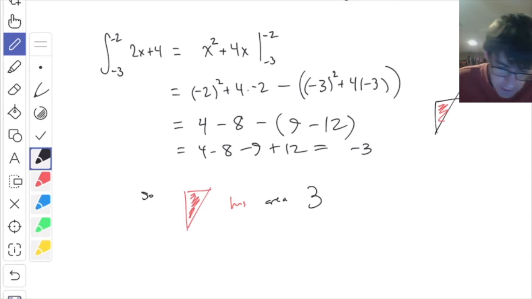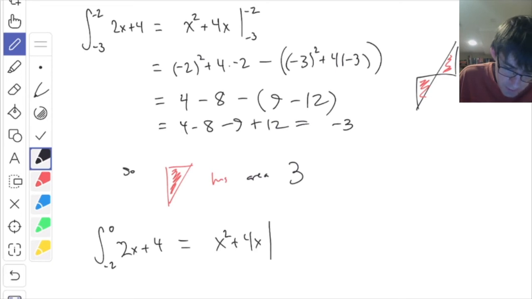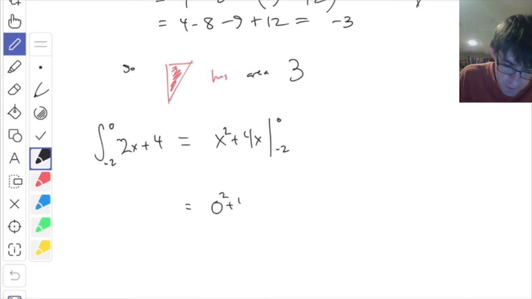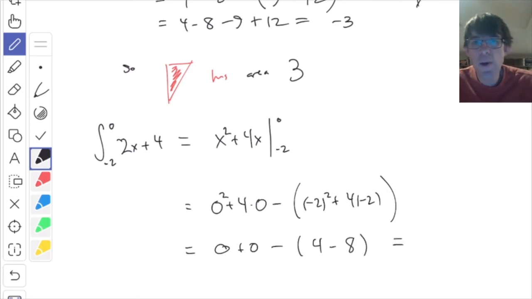All right, let's do the other area. The other area will be the same function, but it's -2 to 0 this time. 2x plus 4. And what do we get? It's the same antiderivative, x squared plus 4x. Plug in 0 and -2. I get 0 squared plus 4 times 0 minus -2 squared plus 4 times -2. And what is that? This is 0, minus, here is 4 minus 8. 4 minus 8 is -4, but there's another negative there. I get 4 for this.